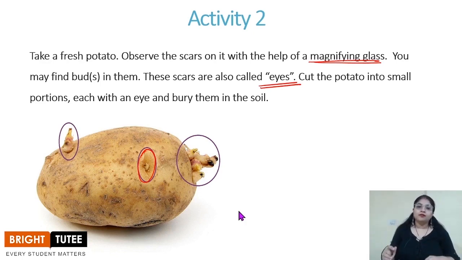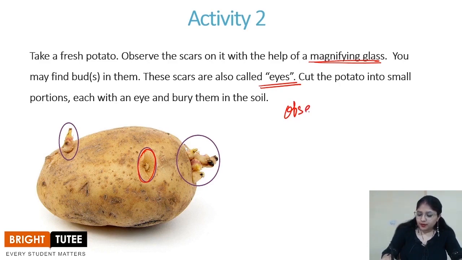So when we observe this, what does this activity tell us? What is the importance of this activity? It shows that these eyes help in the formation of new plants. Now the next step is, when you have seen these eyes, cut the potato into small portions, and be very careful that each portion contains an eye. Then bury it in the soil and water it properly. After you have watered it, observe the progress.